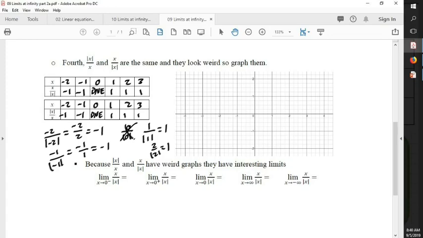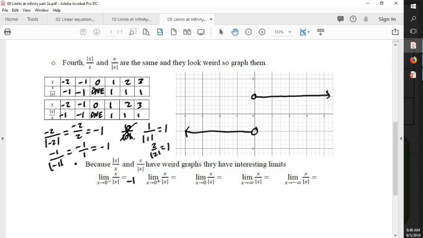So that means our graph is going to look like this. At 1, we have an open circle, and we're going to go to positive infinity, always at 1. At negative 1, we're going to have an open dot at 0, and then we're going to be on negative 1 the whole time. And that one's done. So, now, what are all these limits? What is the limit as you approach 0 from the left of this? What's this limit? Negative 1.